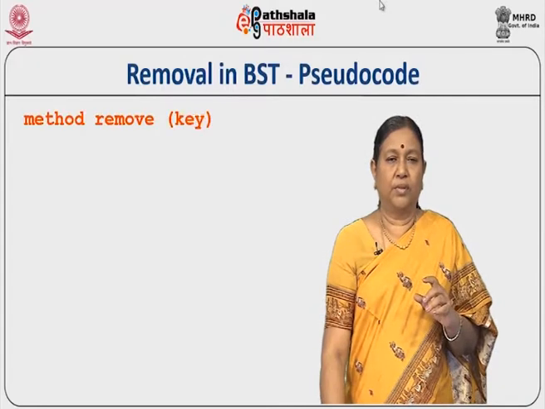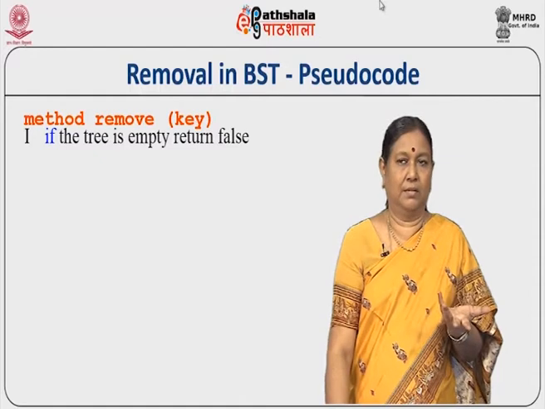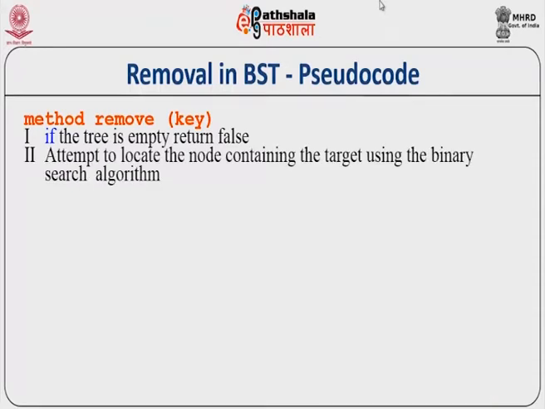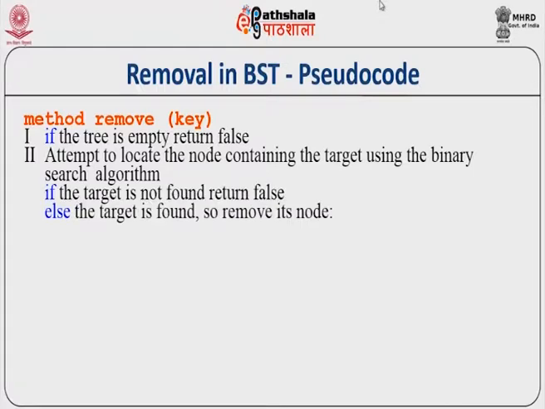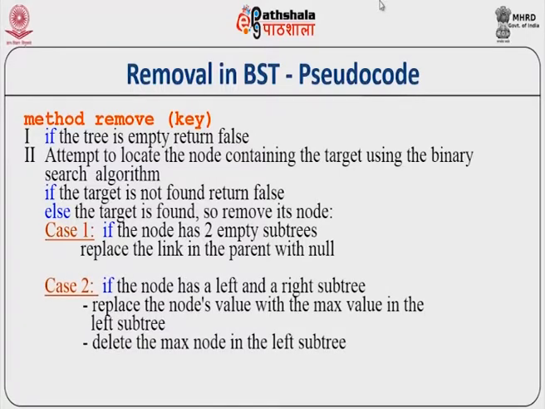So, let us look at the pseudocode for this. The method is remove key. If it is an empty tree, then you cannot remove, so it returns false. Now, you attempt to locate the node containing the target using the binary search algorithm, as we did previously. If the target is not found, then you return false, that means you cannot delete it, else the target is found, and you have to remove the node. If the node has 2 empty subtrees, you replace the link in the parent with null. We have discussed this again, we are just summarizing it. If the node has left and right subtrees, we have taken the third case first, replace the node's value with the maximum value in the left subtree.